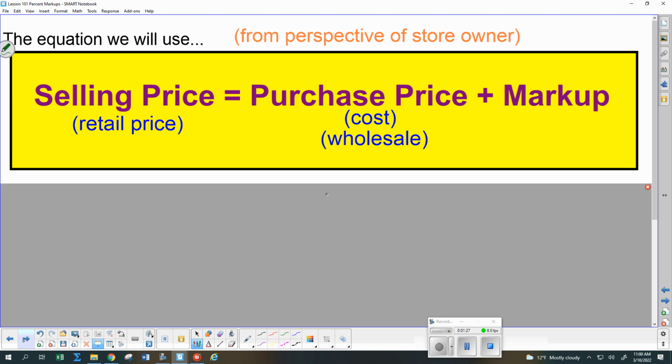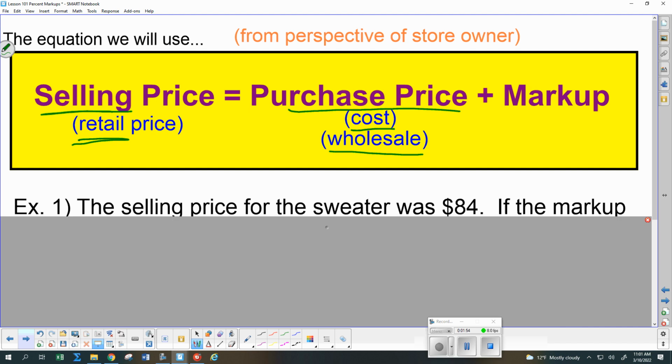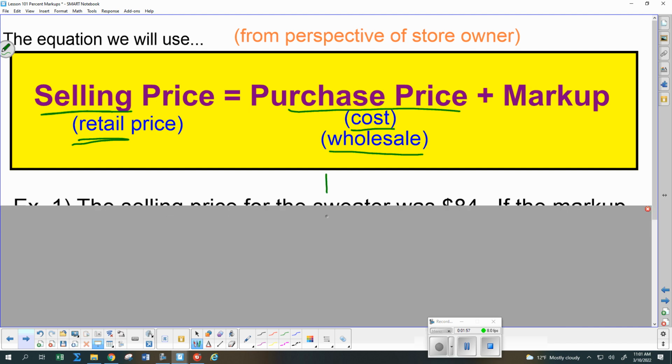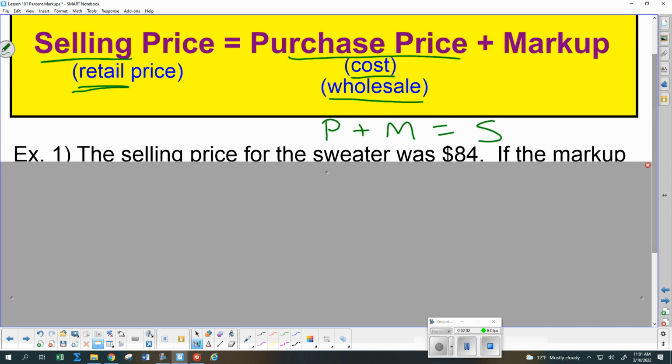Synonyms that you need to make sure you know: selling price is also called retail price. Some problems will say selling price, some will say retail. Purchase price may be the cost. What did it cost the store owner to get that? It may also be wholesale. So three possible words for that one. And it is always purchase price plus markup is selling price. P plus M is S when we start doing these in the ratio boxes.